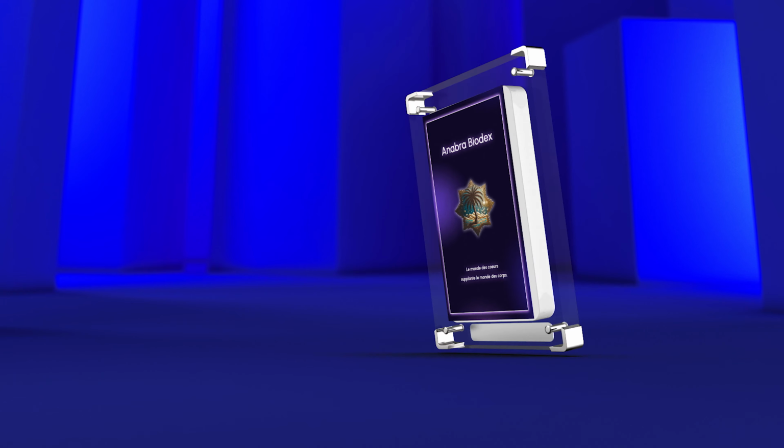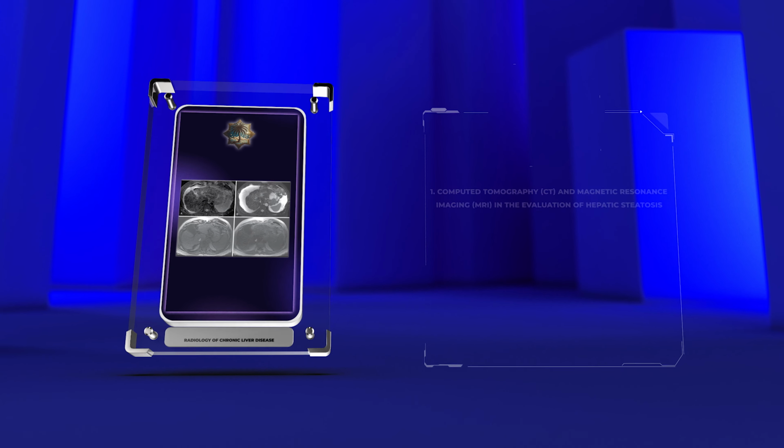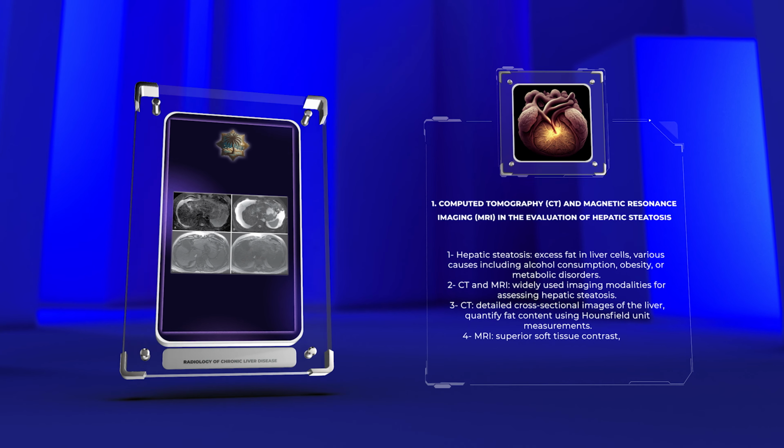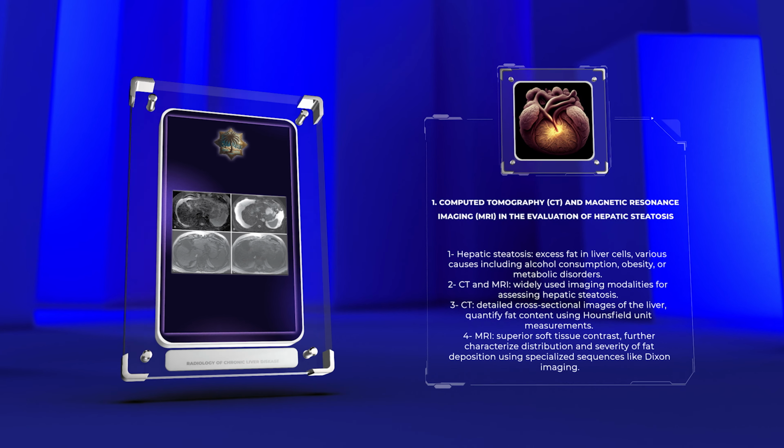To start with, hepatic steatosis is the accumulation of excess fat in liver cells, which can occur due to various causes including alcohol consumption, obesity, or metabolic disorders. CT and MRI are widely used imaging modalities for assessing hepatic steatosis. CT can provide detailed cross-sectional images of the liver and quantify fat content using Hounsfield unit measurements.